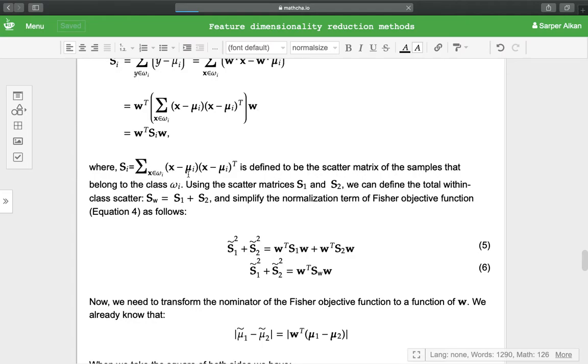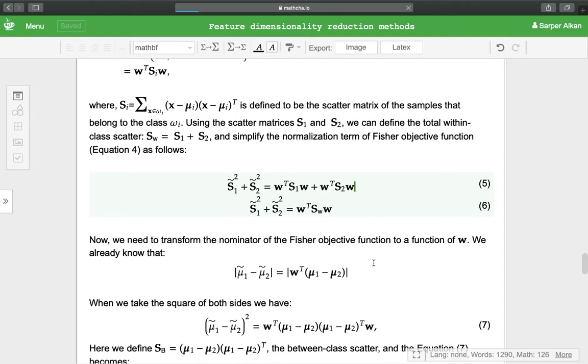Since we defined SW that's equal to S1 plus S2, and we know that Si is double transpose Si times W, we have double transpose S1 times W, double transpose S2 times W, and we just sum them up and have this expression.